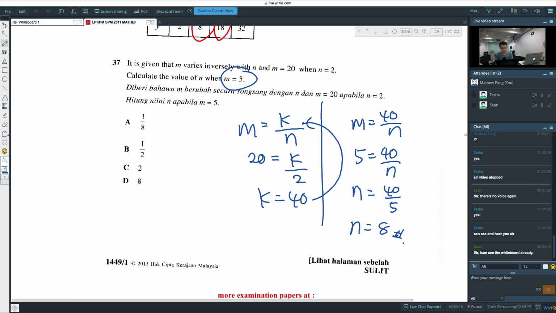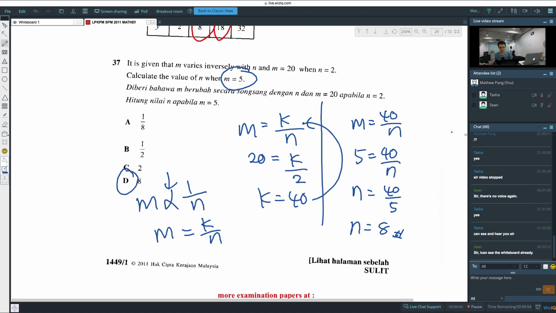Of course, you have to understand the meaning of varies inversely. Varies inversely means 1 over n. So when you change the relation symbol into equals, you have to add a k for it. This is how we do the inverse variation. So the answer will be D.